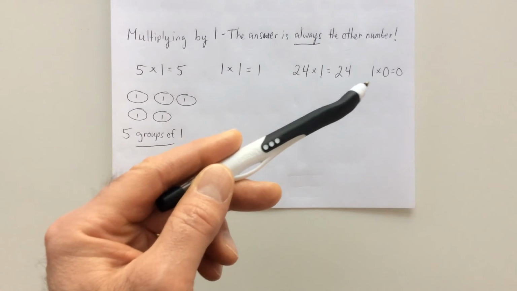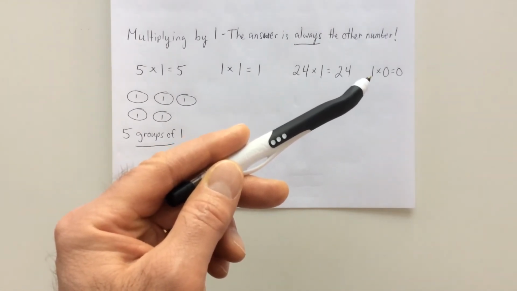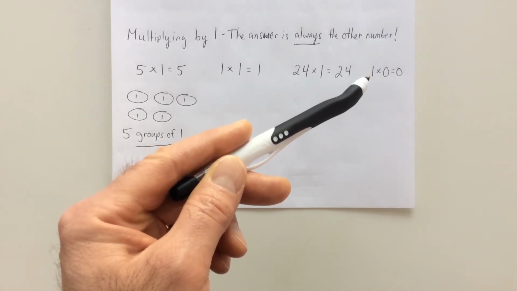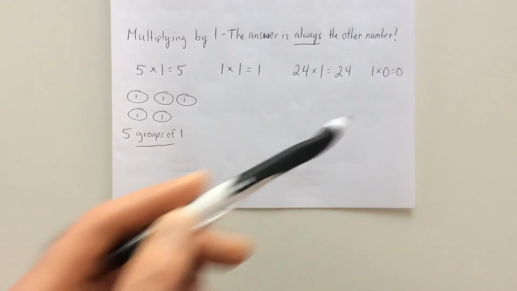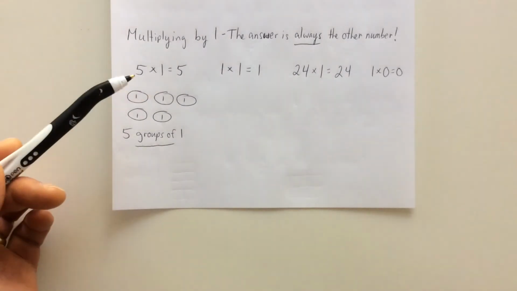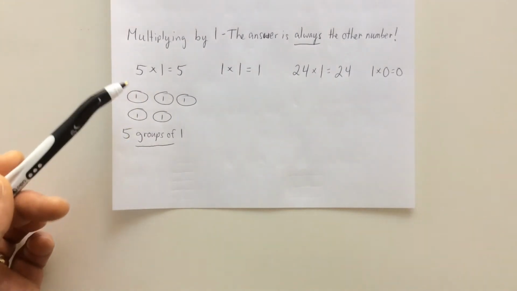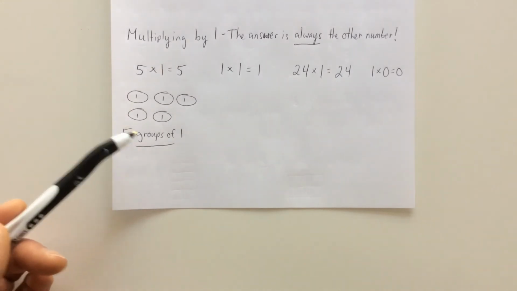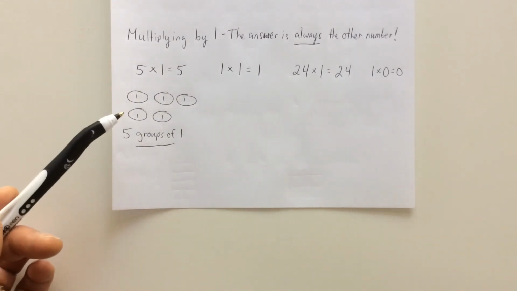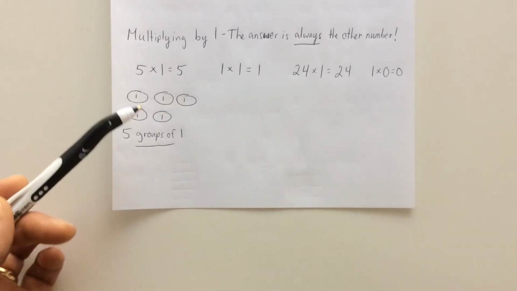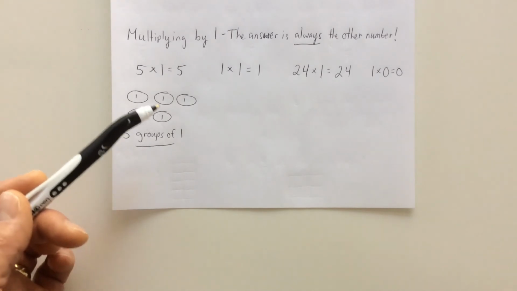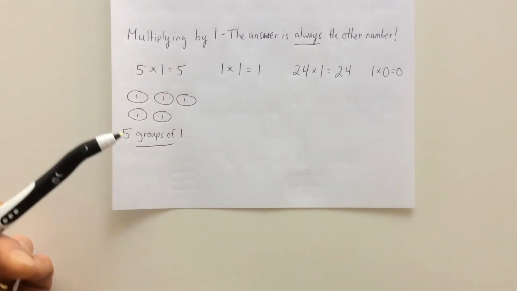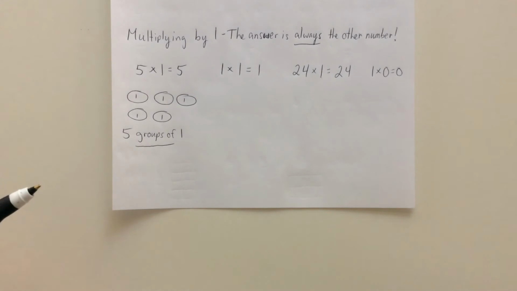Now an example from above, so this is where you got to think about the rules, right? It's always the other number, and multiplying by 0 anyways, the answer is always 0, okay? So I've drawn a picture here just to remind you about the groups of, so this says 5 groups of 1. So I have 5 groups. Those circles are my groups, and I put 1 in each. So if I counted up those, how much are in those groups? 1, 2, 3, 4, 5, and we get the answer 5. So this is where the groups of can come in handy, especially with some bigger multiplication.